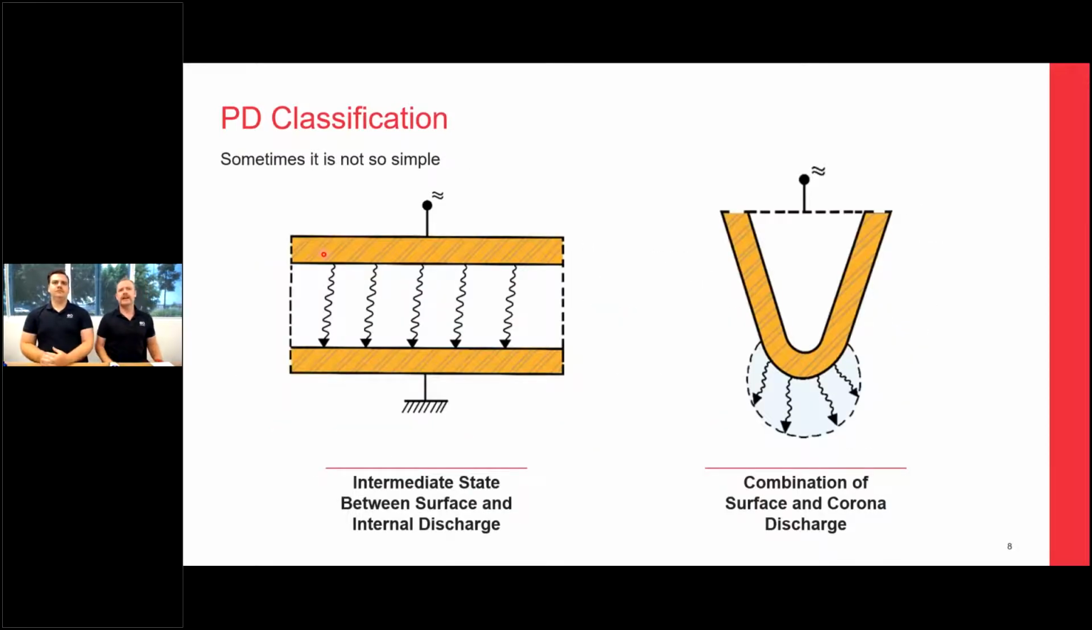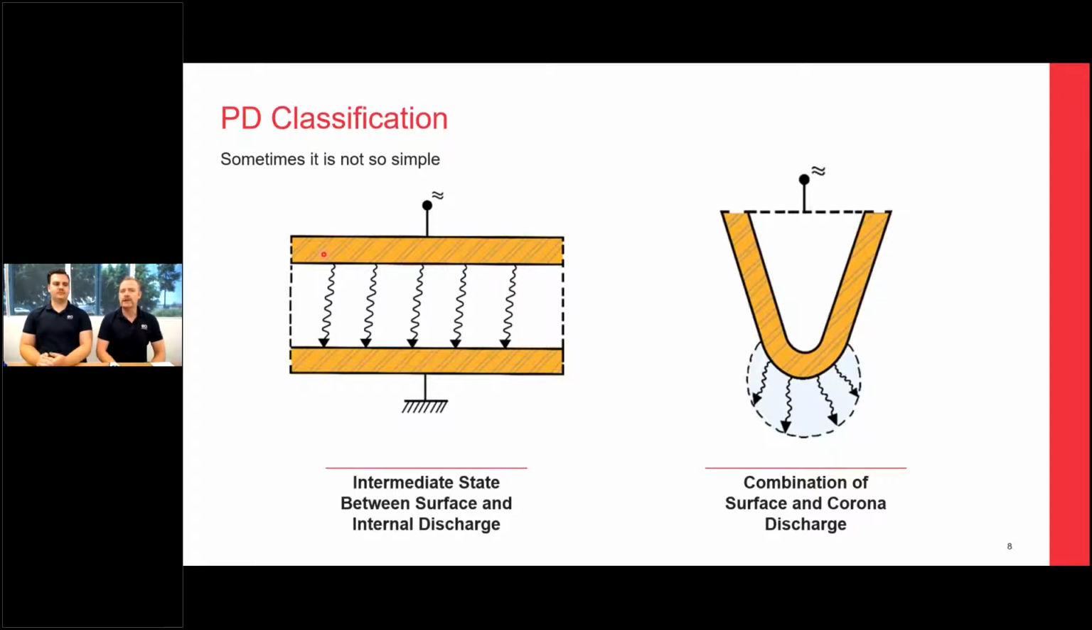Then we have, sometimes it's not that simple. Sometimes we have an intermediate state between surface and internal where we have sparks jumping across a gap. Classic one for this is if you have a poor high voltage connection. Just say you had two conductors that are meant to be bolted together. If they're not bolted together, there's a gap there and you can have sparks jumping across that gap.